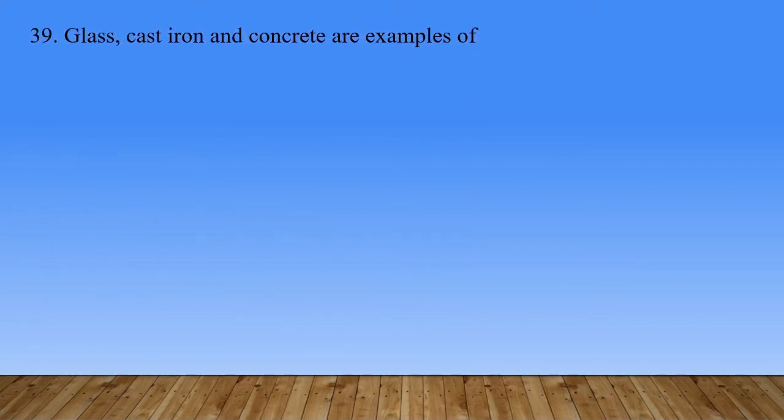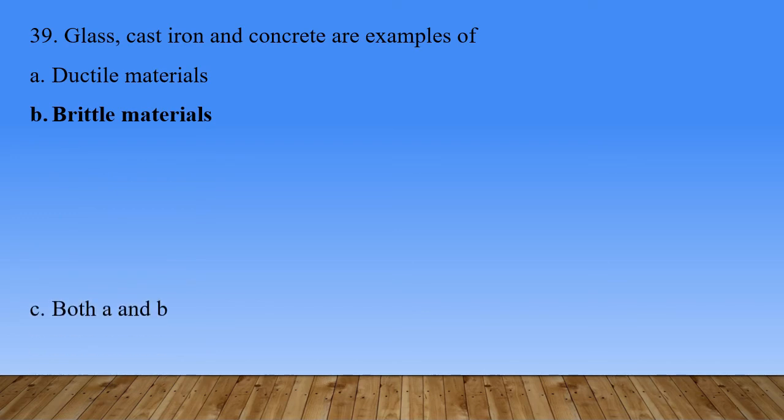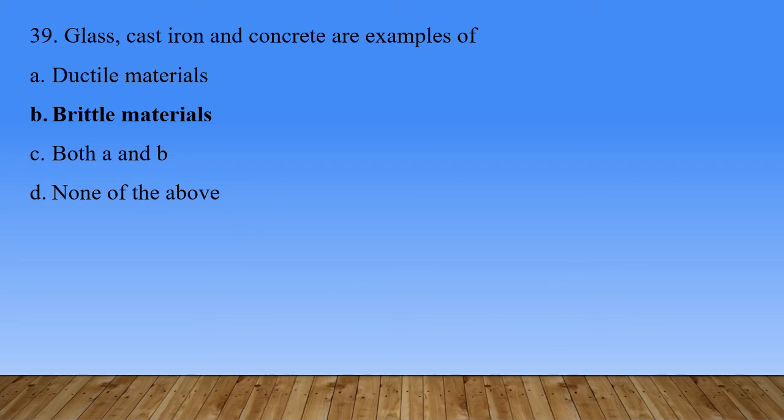Question number 39. Glass, cast iron and concrete are examples of option A, ductile materials. Option B, brittle materials. Option C, both A and B. Option D, none of the above. So the correct answer is option B, that is brittle materials.